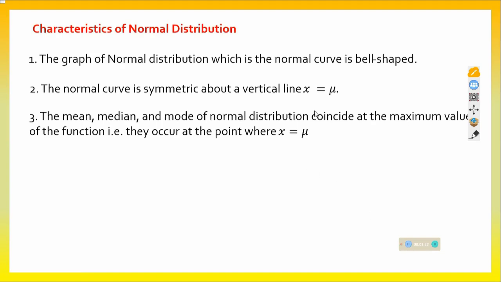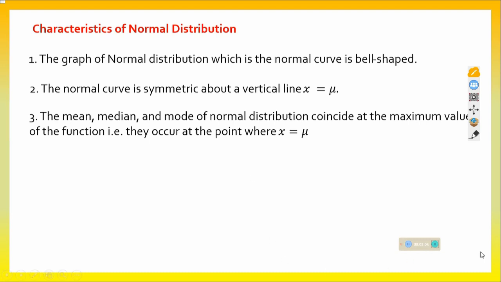From the normal curve, we can come up with some of the characteristics of normal distribution, and they are: one, the graph of normal distribution, which is the normal curve, is bell-shaped. Then the normal curve is symmetric about a vertical line where x is equal to mu. Then the mean, median, and mode of normal distribution all coincide at the maximum value of the function. That is, they occur at the point where x is equal to mu.